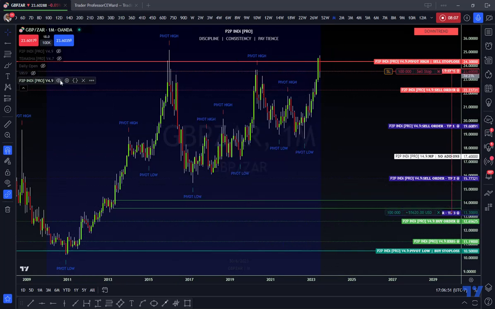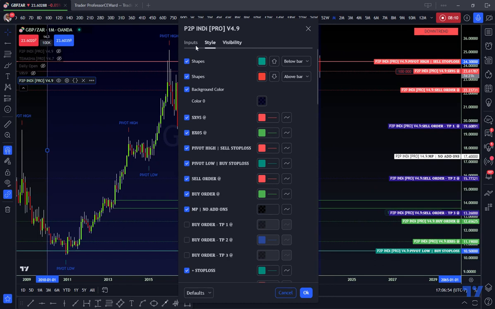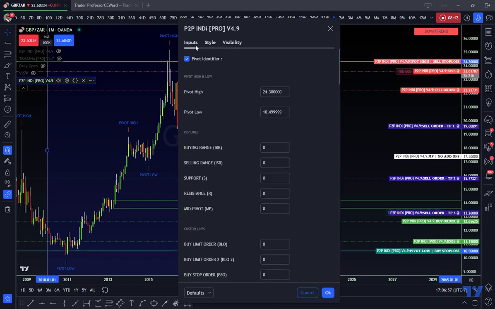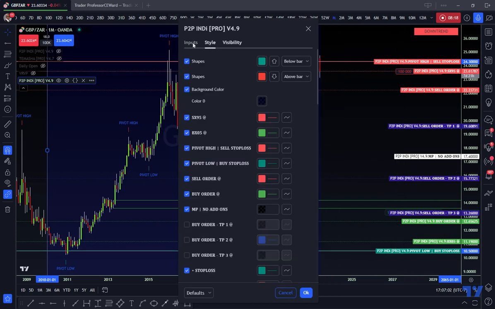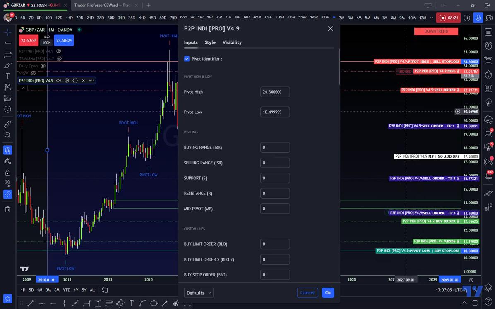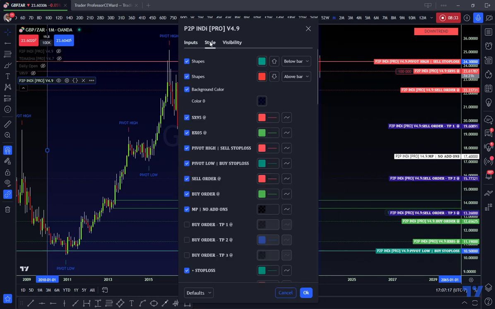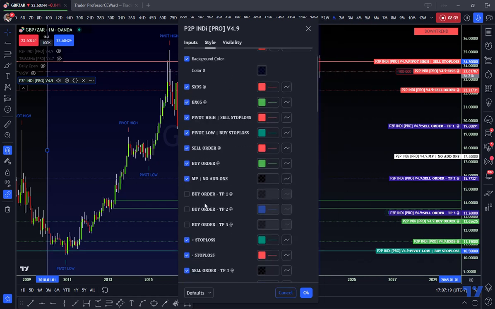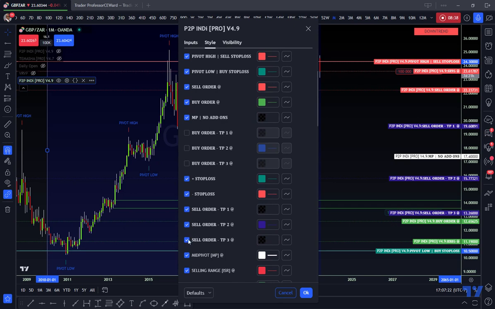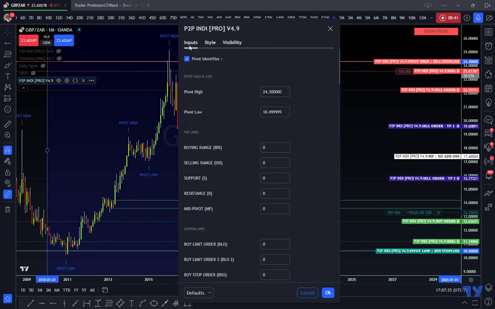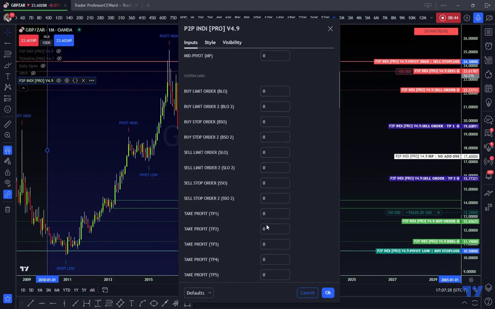Because I'm calling that 13.30, I'm going to go in here in the settings, go to my inputs, because I'm going to change the input of what I see on my chart. Remember, if you want to change what it looks like, you go to style. If you want to change where it is, meaning the identifying price here, then you want to go to inputs. So over here in inputs, I'm going to change the price of TP3. I'm going to go to style, first get rid of the sell order TP3, and then go into inputs and type in TP3 here.